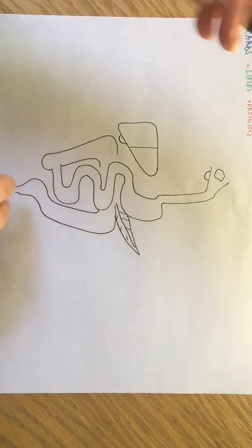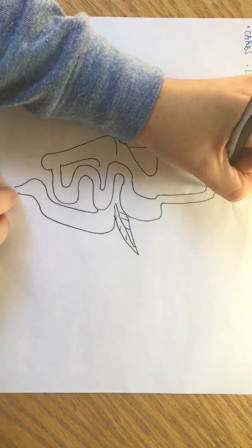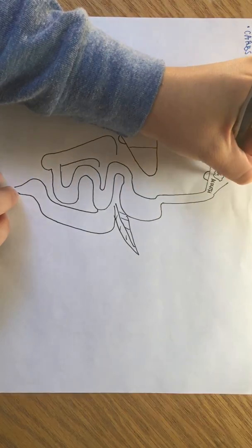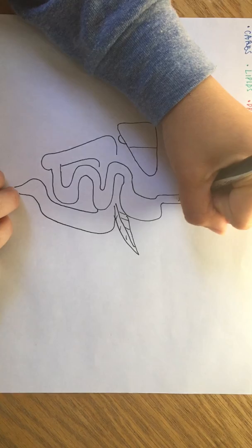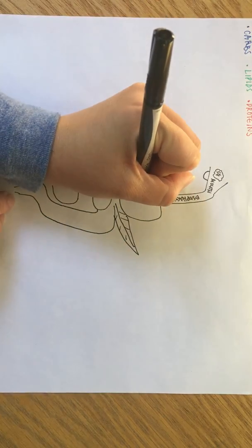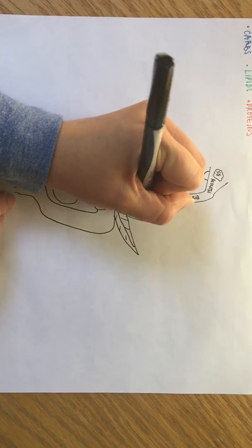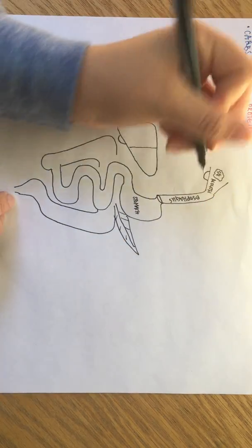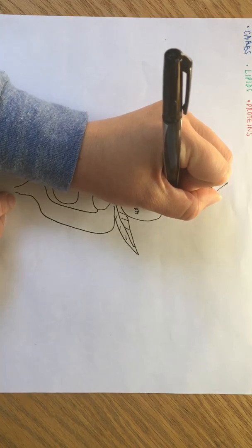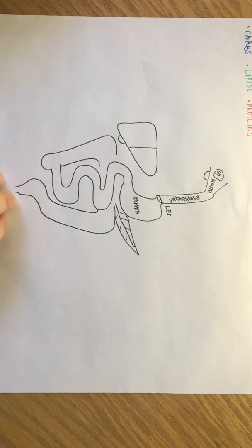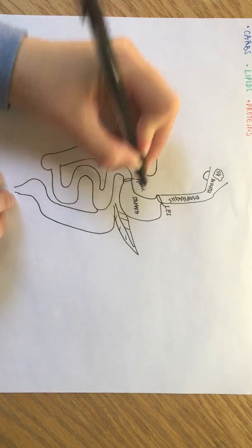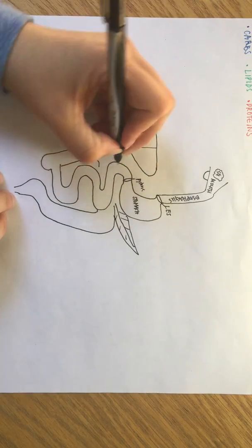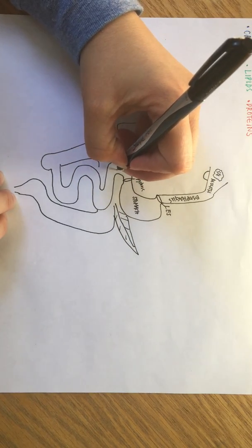Alright, so let's go ahead and label each of these areas. We have the mouth. We have salivary glands. We have the esophagus. We have the stomach. And between these we have the lower esophageal sphincter, or cardiac sphincter. We have then the pyloric sphincter, where the stomach meets the first part of our small intestine, which is called the duodenum.